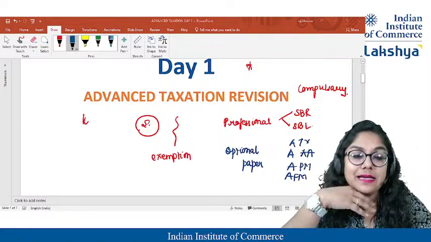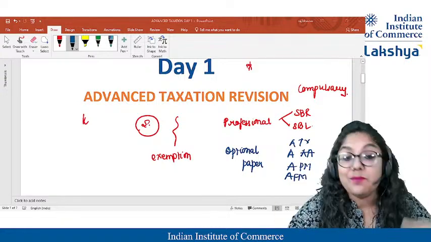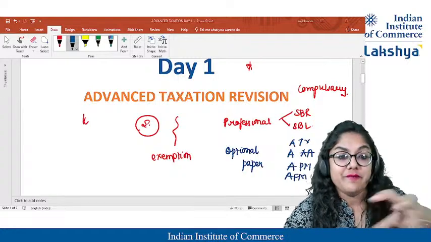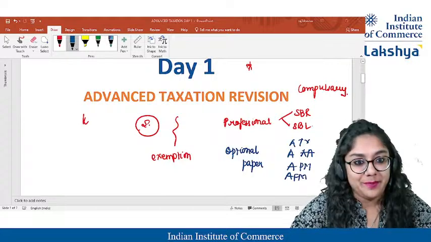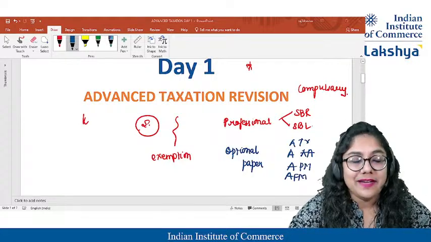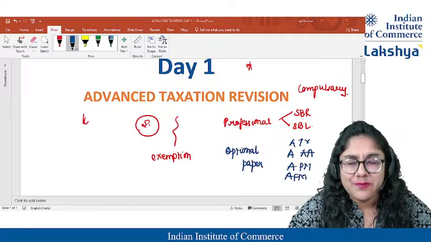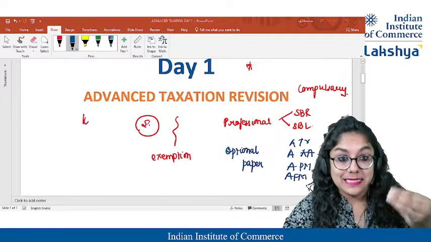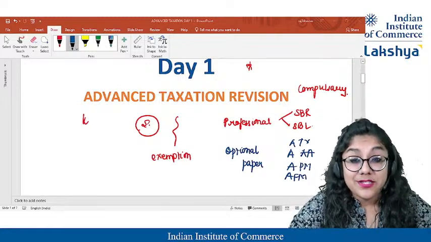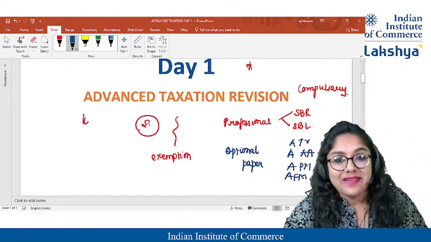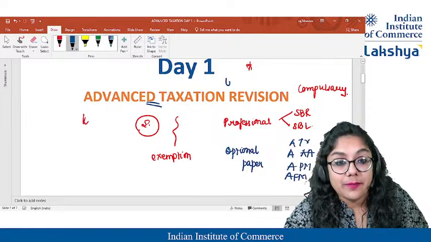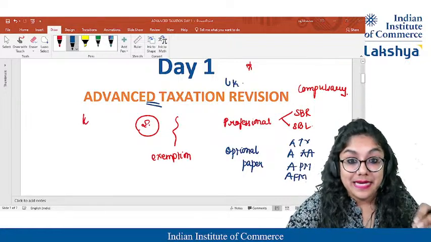So why am I interested in taking more of ATX, and why do I emphasize that students take ATX as the first subject in the optional papers? Students, when I go ahead with ATX, what is this subject's meaning? It's Advanced Taxation. And taxation of which variant, which country? Whenever I take up Advanced Taxation, I have to take up the UK variant.